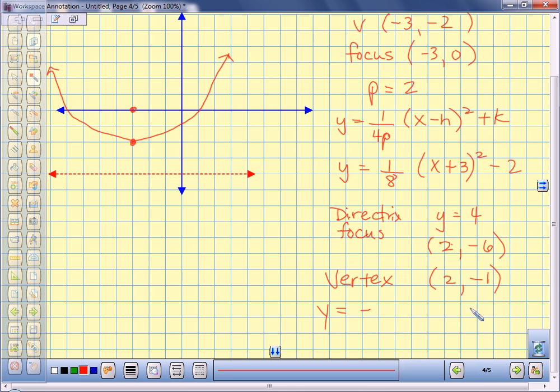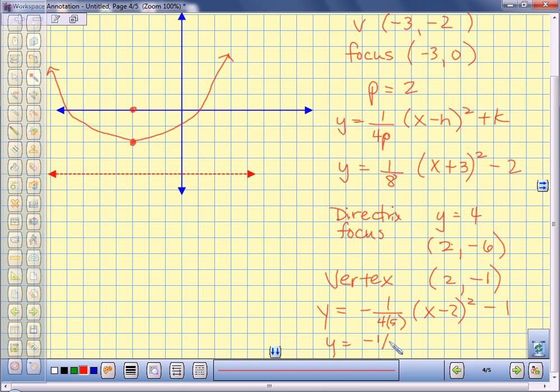Now, how can we figure out what goes here? Well, this is 1/4p. And p is that halfway point. It is a distance of 5 units. So 4 times 5 is what goes here. So the equation for this would be y = -1/20 times x minus 2 squared minus 1.